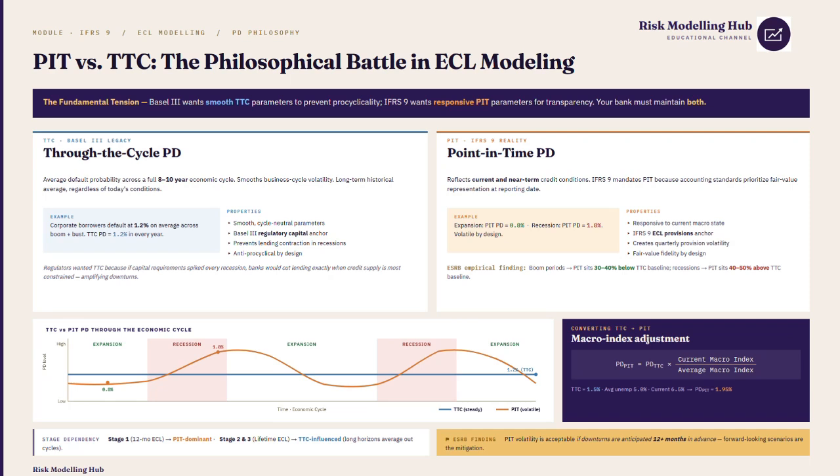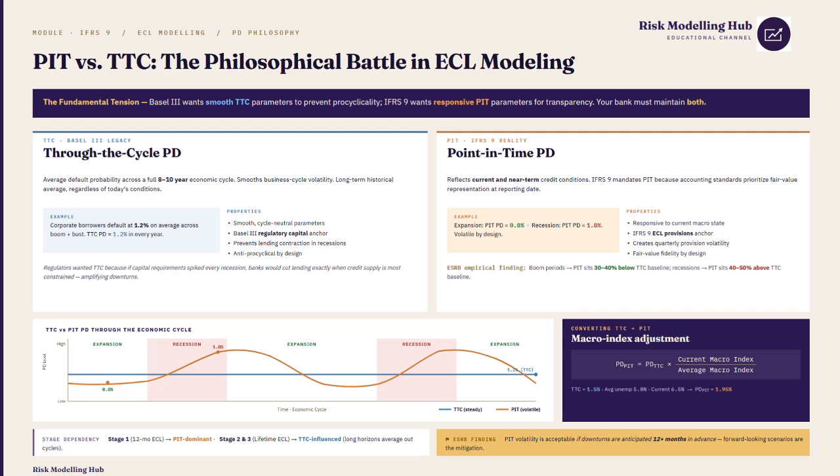Now here's one of the biggest debates in ECL modeling. Should your probability of default reflect today's economic conditions, or should it smooth across the full economic cycle? And this is the PIT versus TTC dilemma. We have discussed it in the past as well. So if you haven't watched my previous videos yet, please check out the playlist in the description, right? Or you can check out my channel as well.